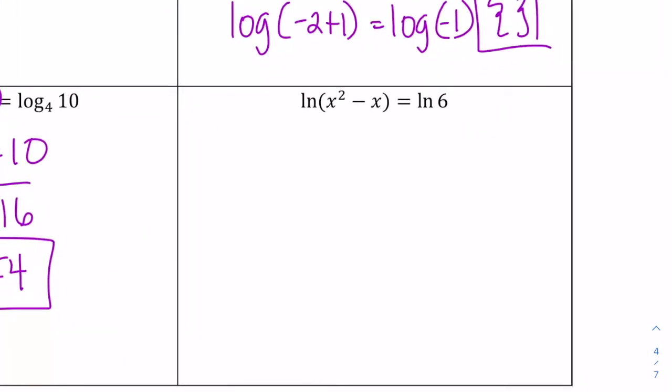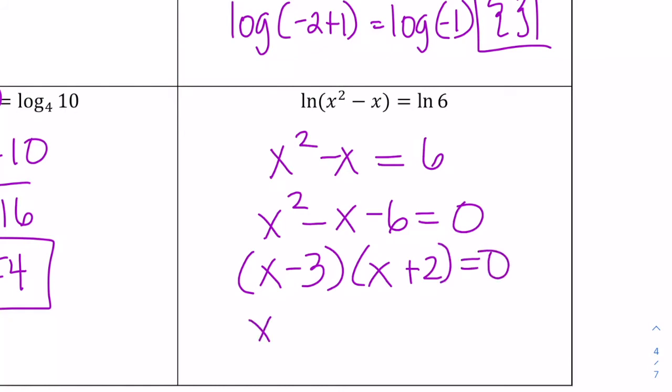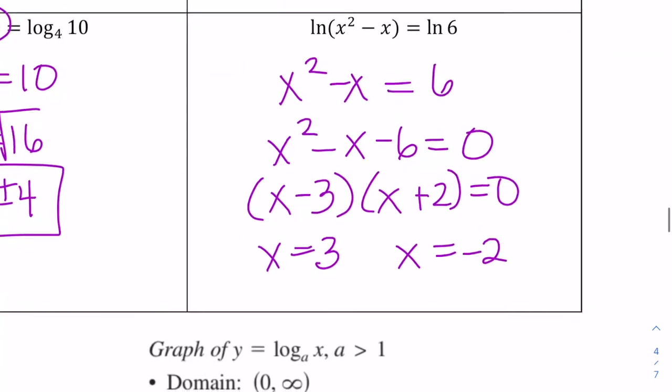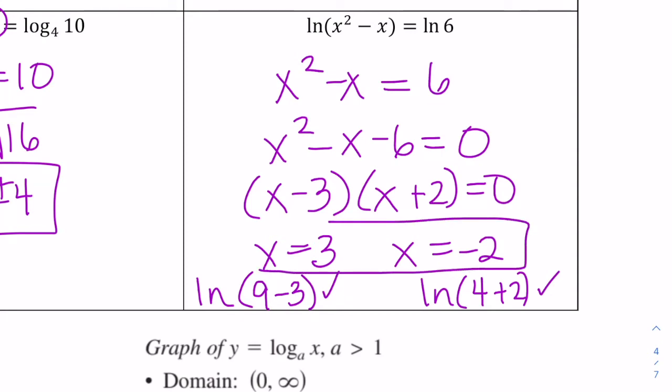Now we have a natural log here, so we have x squared minus x would equal 6. We can bring the x over here to the left side. So we get x minus 3, x plus 2. So x would equal 3 and x would equal negative 2. When we plug them in, this will be natural log of 9 minus 3, so that checks out. We still have a positive number there. And then natural log of 4 plus 2, so that works out too. So even though we have a negative here, they still work out and we still get natural log of 6.